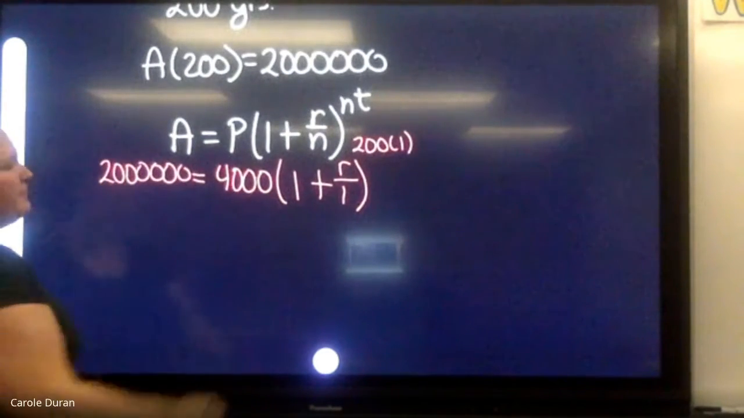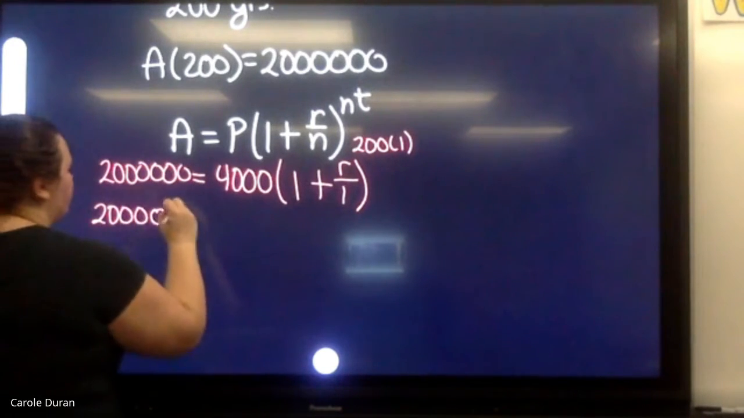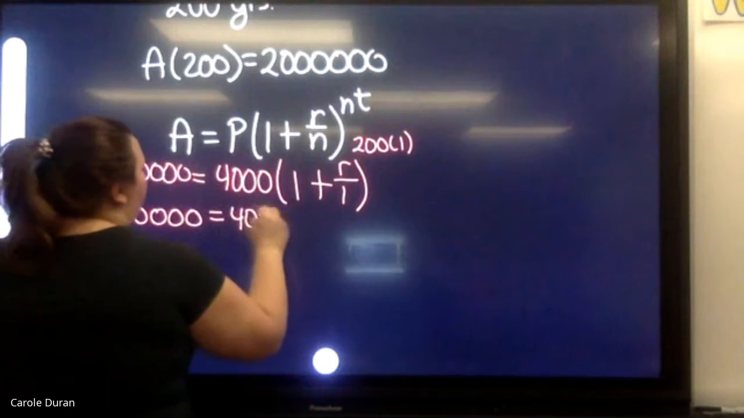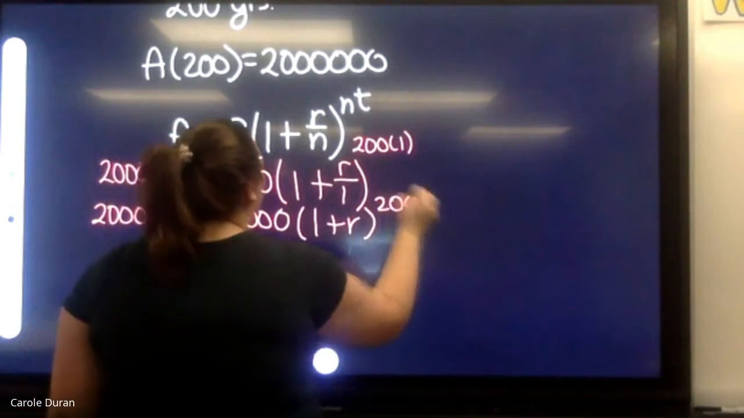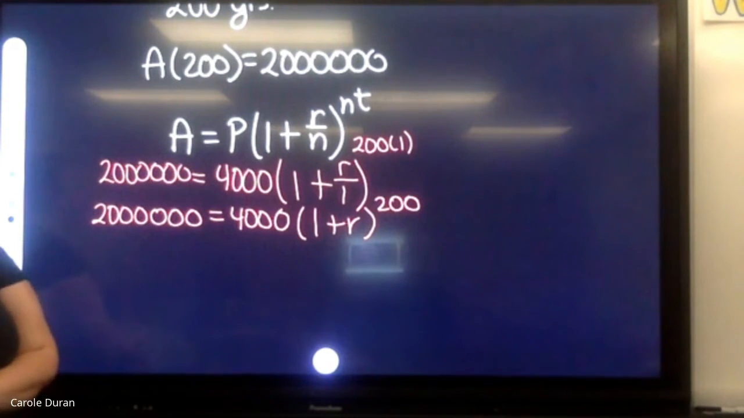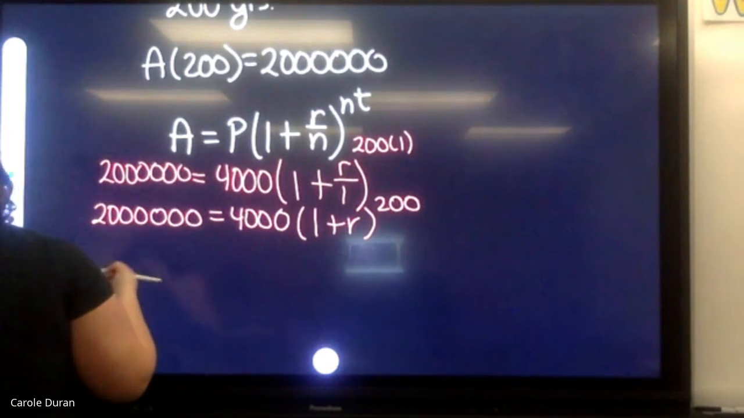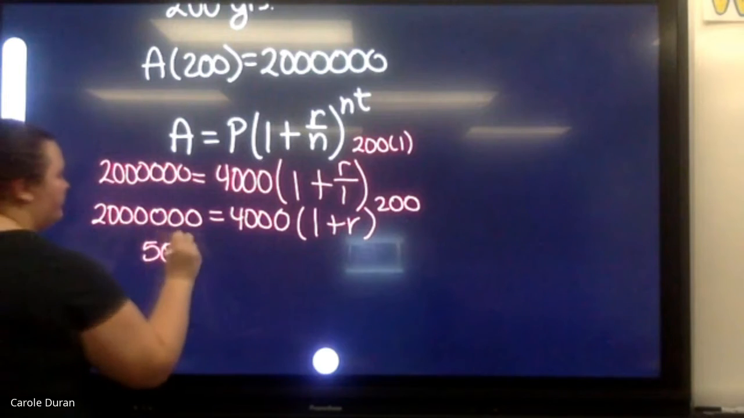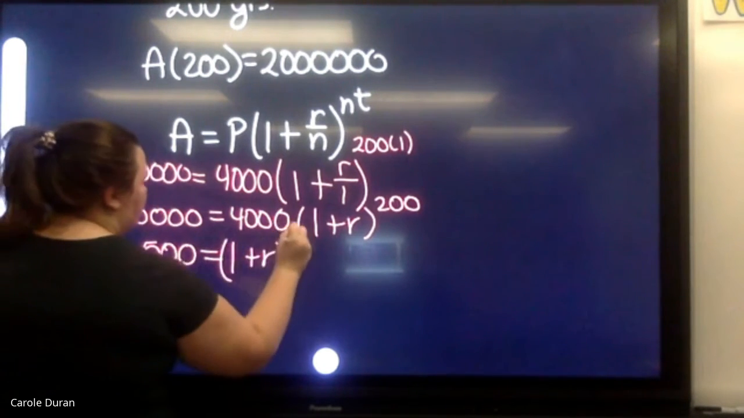I, of course, can simplify what's inside of that a little bit. So I'm going to have 2 million equals 4,000 times 1 plus R to the 200 power. Now I need to start and get R by itself. So I'm going to divide each side by the 4,000. When I do, I get 500 equals the 1 plus R to the 200 power.